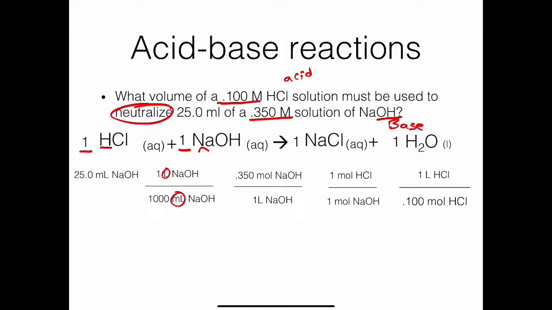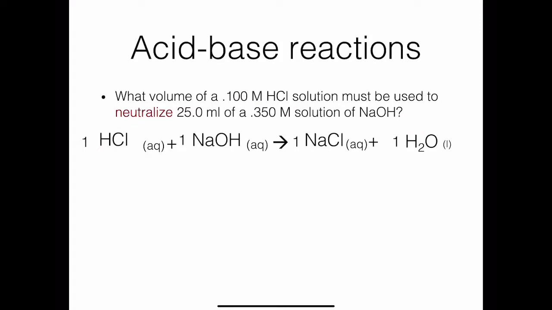The last thing I have to do is plug this into my calculator. Remember, I'm multiplying everything across the top and dividing by everything in parentheses multiplied on the bottom. So I could plug this in a couple different ways. 25 milliliters of sodium hydroxide times 0.350 moles divided by 1,000 and then divided by 0.1. So I'm dividing by everything on the bottom. The other way to do it is to multiply by everything on the bottom, but just to make sure you're putting those values in parentheses. Either way, you should get the same answer. That answer is 0.0875 liters of hydrochloric acid.